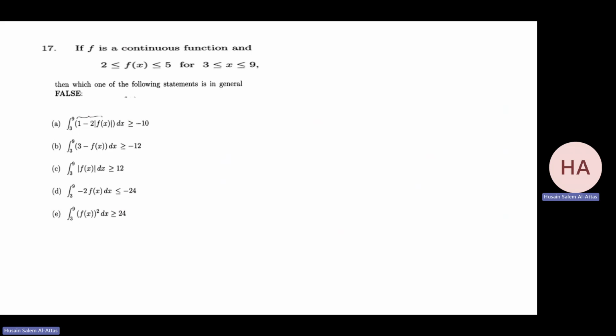Okay. If f is continuous, then which of the following statements is in general false? I have f of x between 2 and 5. So f is positive. It means absolute value f of x will be equal f of x, since f of x is positive. Okay, let me do it backward. We don't have a rule about the square. The square, yeah, I check f of x.